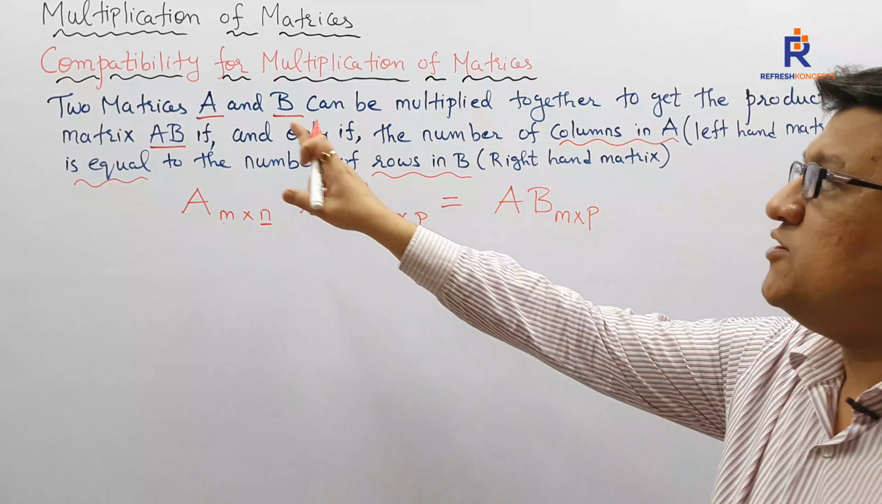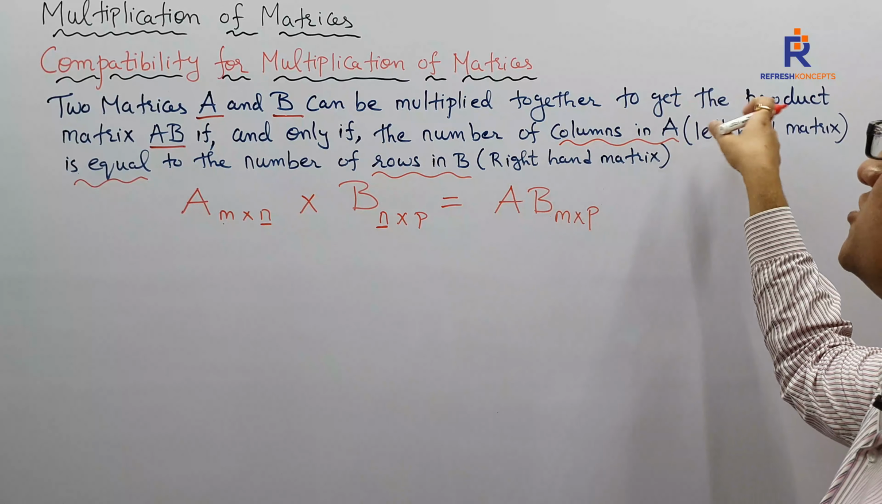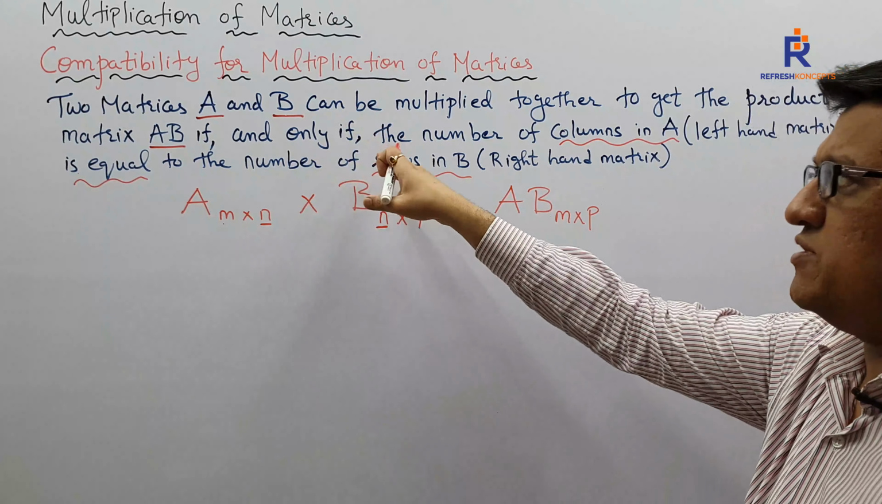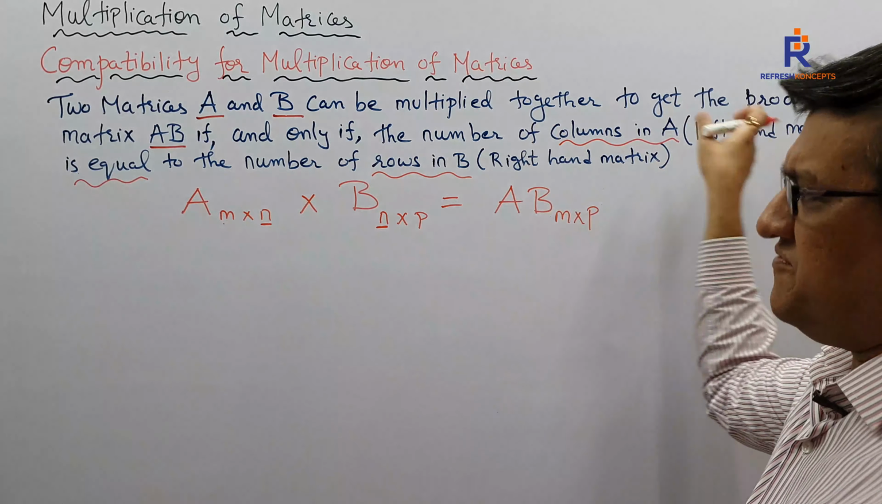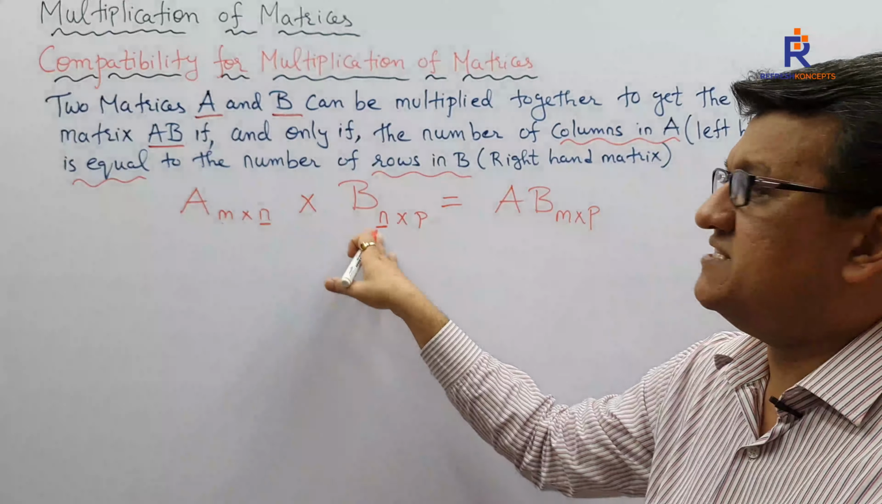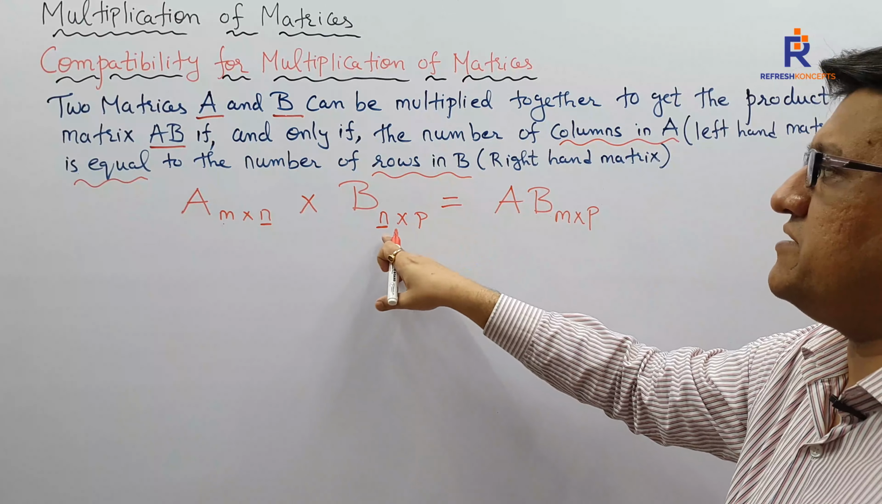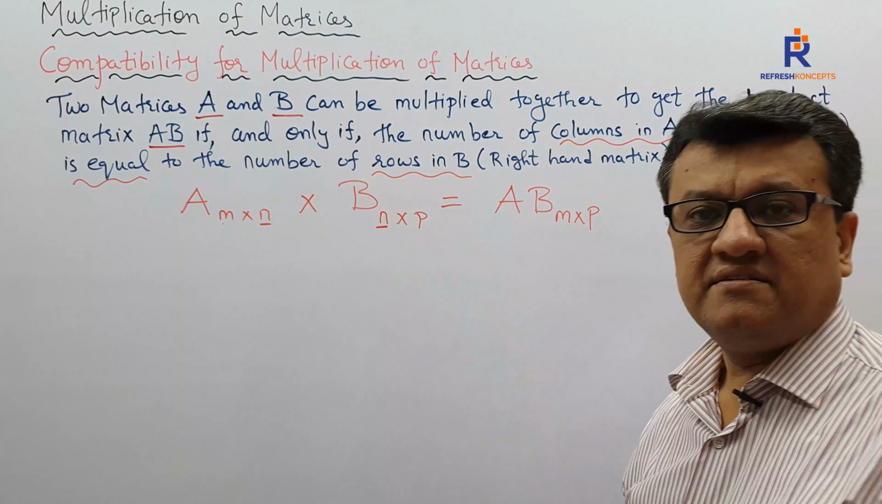So what is the condition? Two matrices A and B can be multiplied together to get the product matrix AB if and only if the number of columns in A on the left hand side, and naturally B is on the right hand side, is equal to the number of rows in matrix B. Both should be the same.